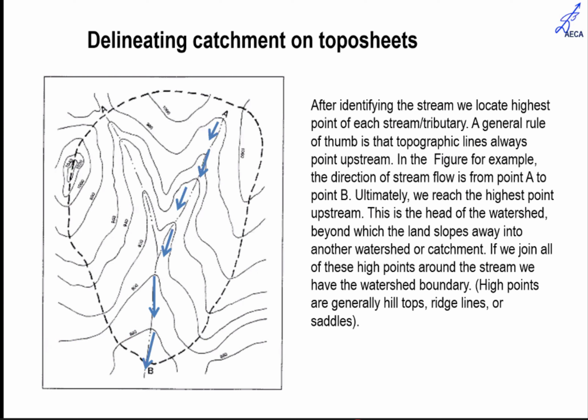Now, how do we delineate a catchment on a topo sheet? This is very important. When we are identifying a stream, we try to locate the highest point of each stream or tributary. The general rule is that the topography line will always point upstream. So, in this example, the flow is from A to B, and if we go on connecting, we reach the highest point. Now, if we demarcate all these highest points, we can mark the catchment on the topo sheet.